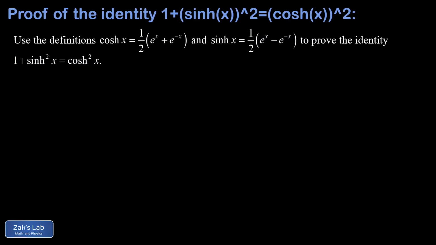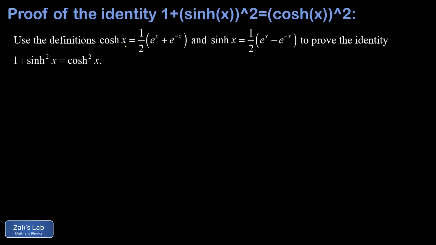In this video, we're going to prove the identity for the hyperbolic sine function and hyperbolic cosine function that 1 plus sinh squared is equal to cosh squared. Now, if you aren't familiar with the hyperbolic trig functions, their definitions are given in the problem here.